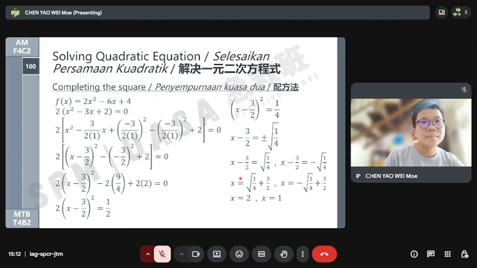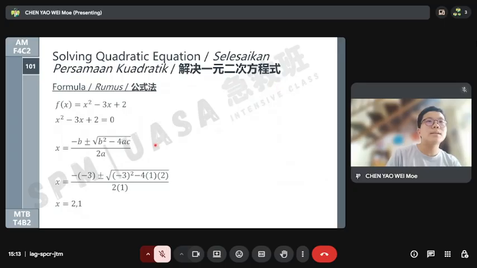This is how we get the answer for the quadratic equation using completing the square. Another method is using the formula. We can use x equals minus b plus minus the square root of b squared minus 4ac, remember to square root it, b squared minus 4ac, divided by 2a. You just substitute the values here, and you can get the answer.